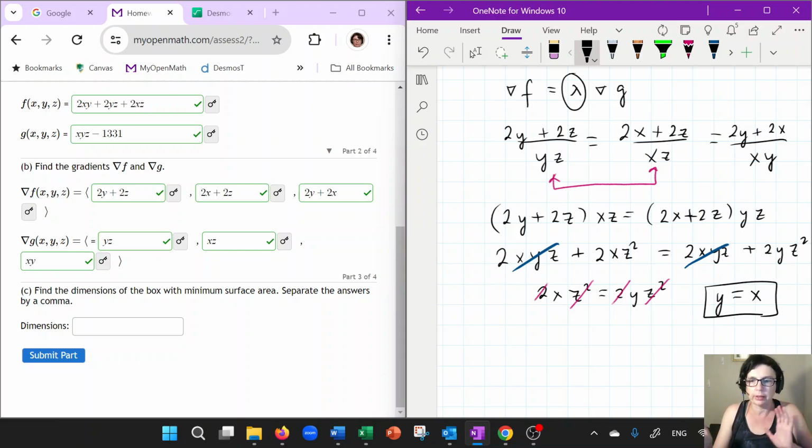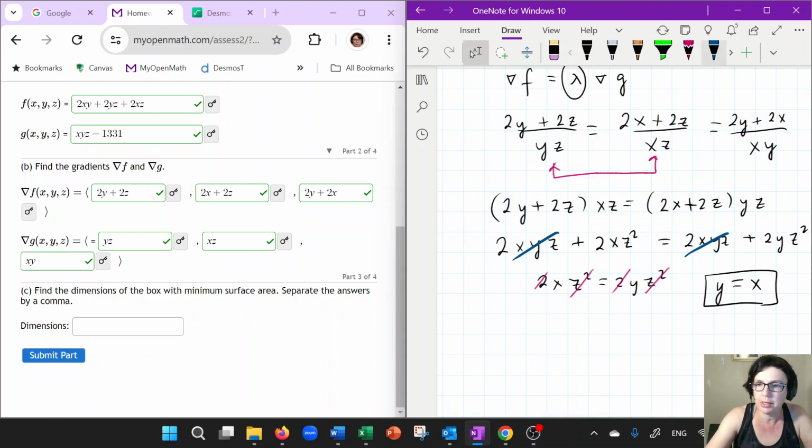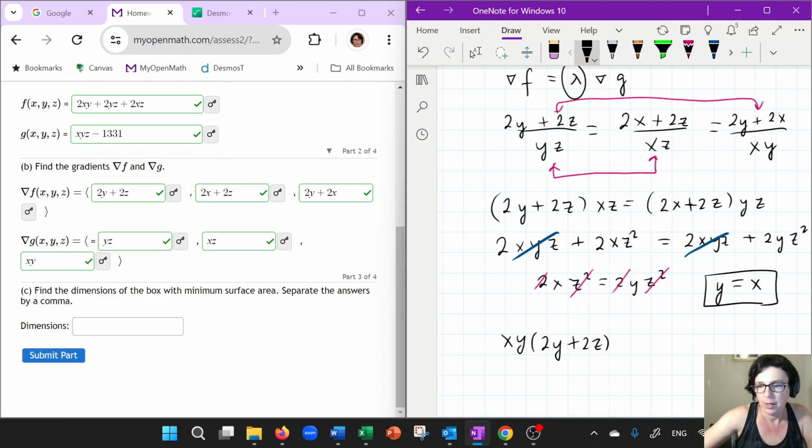So we already know that the length and width need to be the same. Now, what else are we going to do? What else we're going to do is I think we can take a look at the first and the third term, like that. All right, so let's see what happens there. So again, we cross multiply. So we get xy, we multiply that by 2y plus 2z, equal, okay, yz, and then 2y plus 2x. Okay, so what happens here?